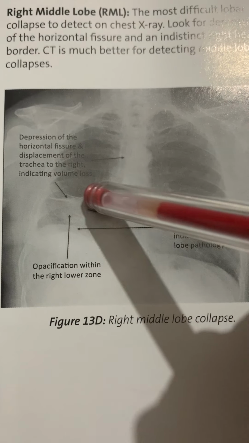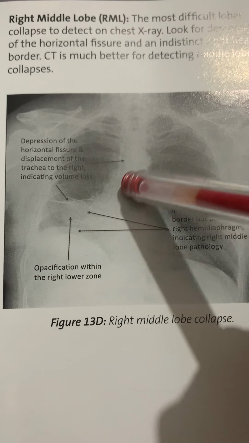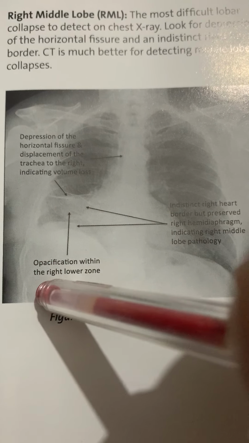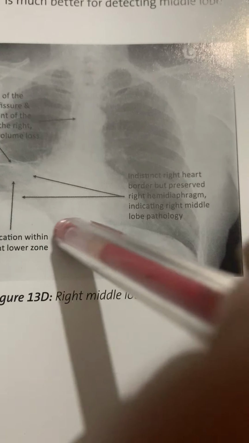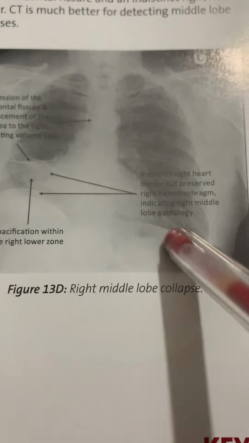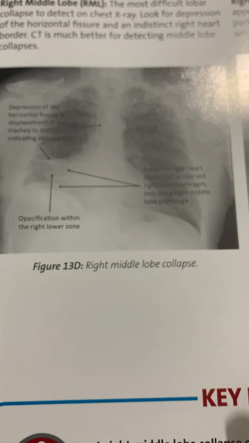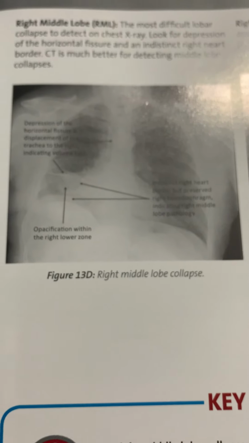Here is the depression of the horizontal fissure and displacement of the trachea to the right, indicating the volume loss. There is opacification within the right lower zone, an indistinct right heart border, but preserved right hemidiaphragm, indicating right middle lobe pathology. So these were some findings on the X-ray of different pathological diseases.